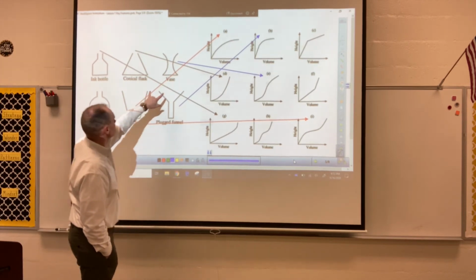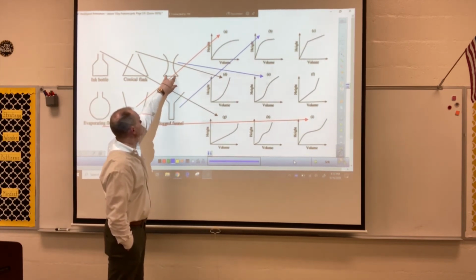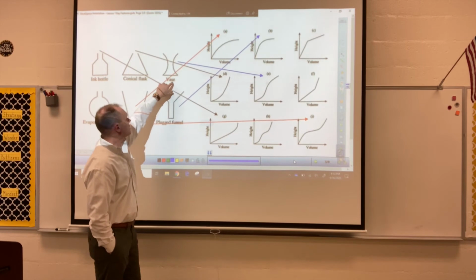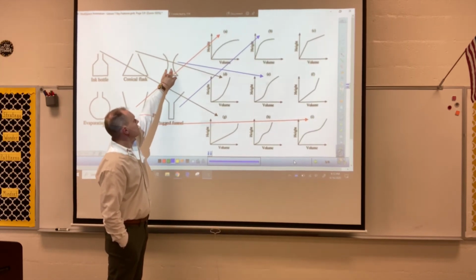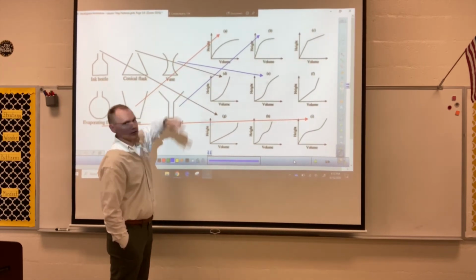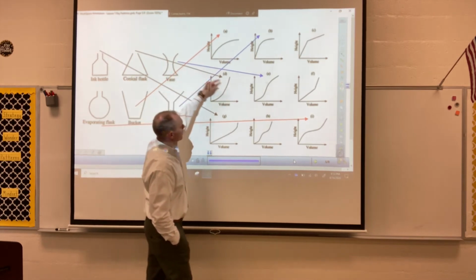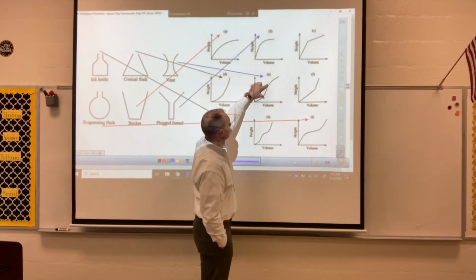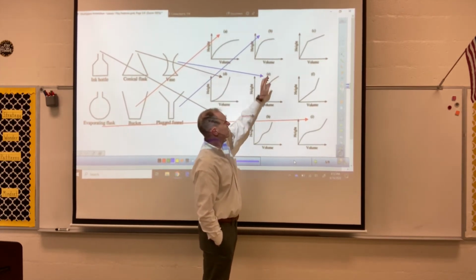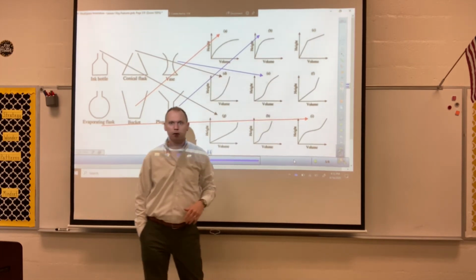The vase starts out pretty wide, but then gets narrow and then gets wide again. So it should be slow, fast, and then slow again. So let's take a look at that one. So slow, fast, and then slow again because it levels off a little bit.